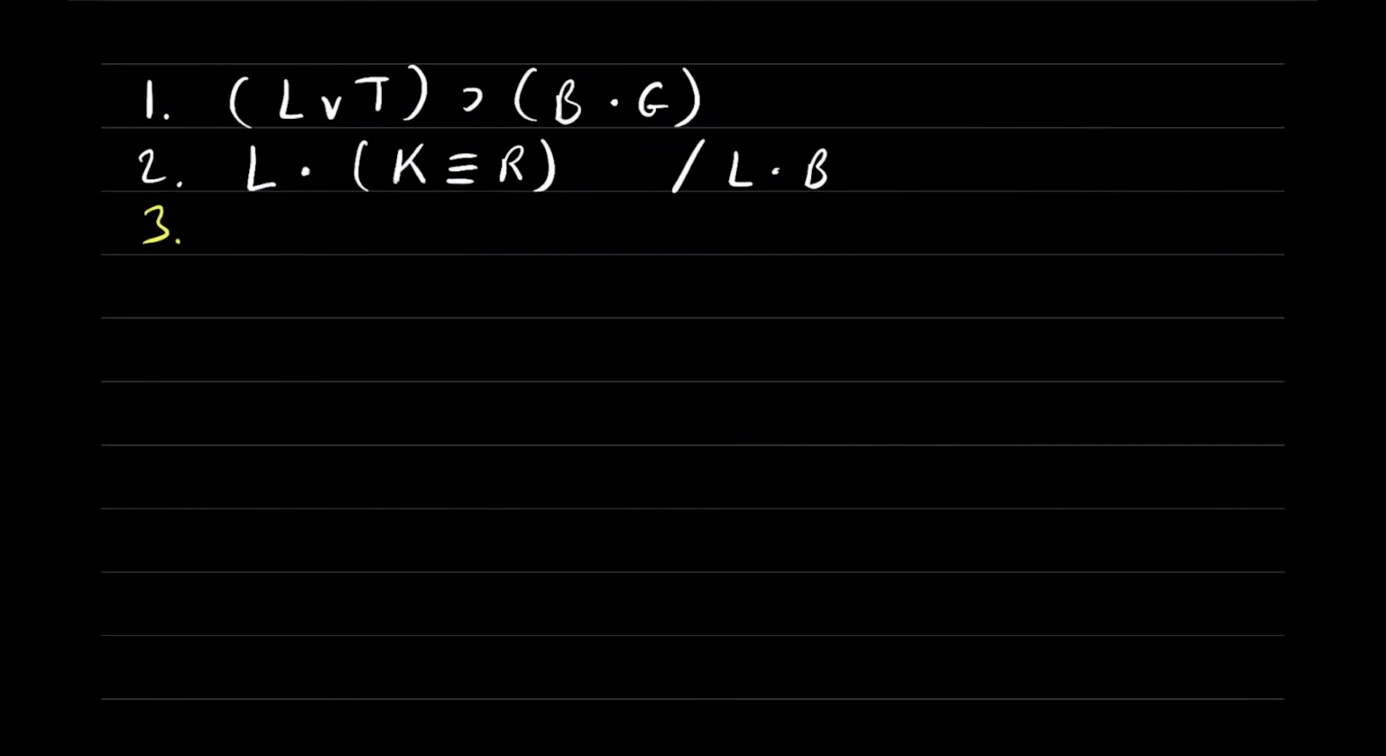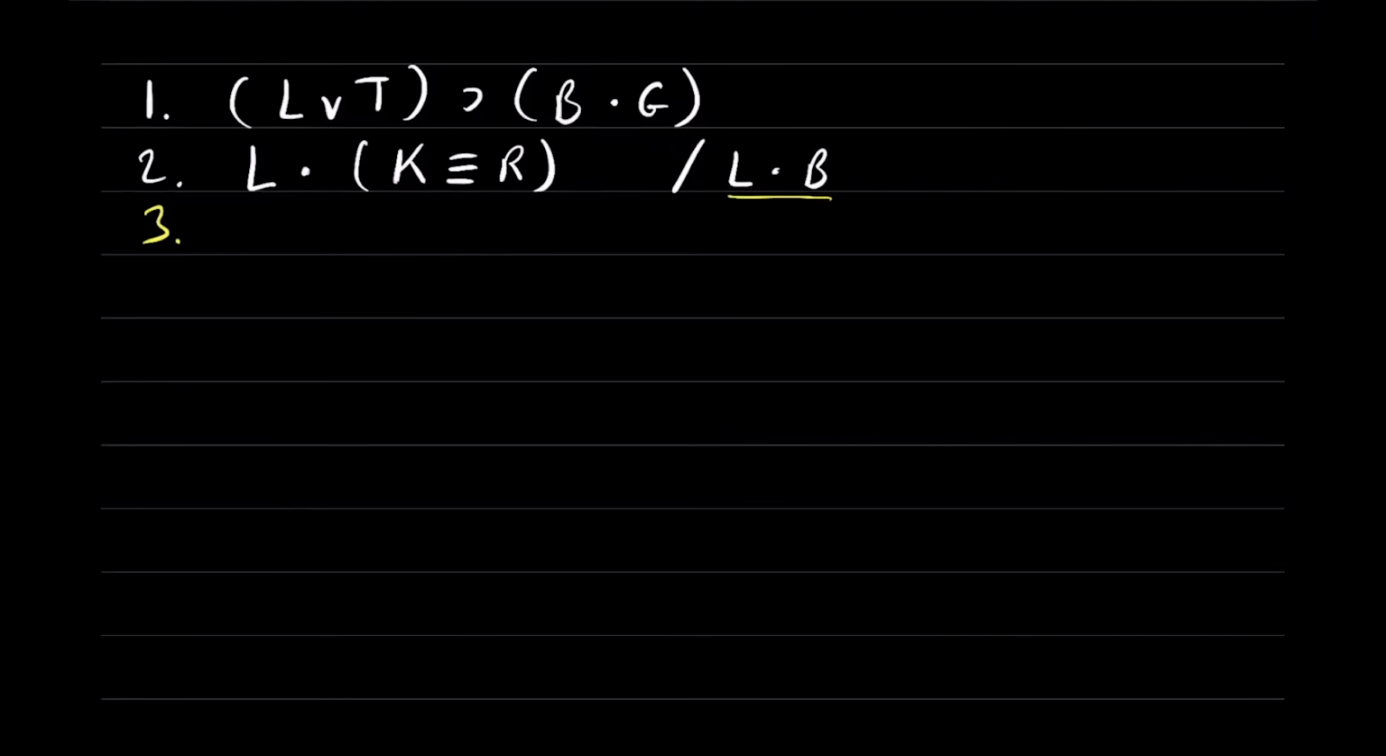Okay, so we're given two premises. The first premise is a conditional. The main operator is that horseshoe. The antecedent is L or T, and the consequent is B and G. So reading line 1 in natural language, it would be something like, if L or T, then B and G. Line 2 tells us two things are true, L and K is equivalent to R. And the conclusion we're trying to show is L and B, or L dot B.